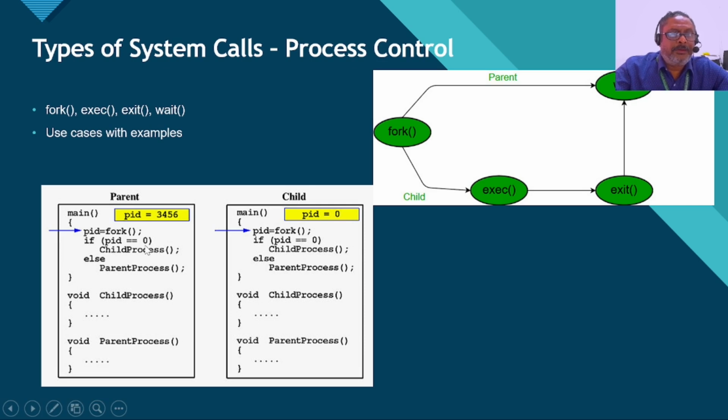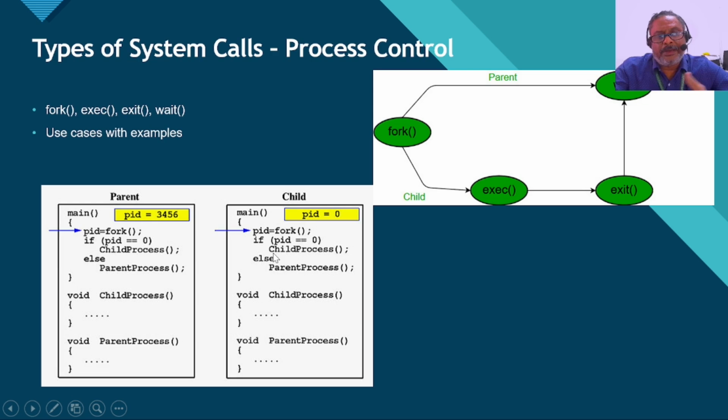If it is 0, that means we are referring to the child process, because the child will get back a 0 in this PID variable, whereas the parent will get the ID of the child. Therefore the PID equal to 0 condition checking fails in the parent. Therefore the else statement gets activated and the parent process continues to work.